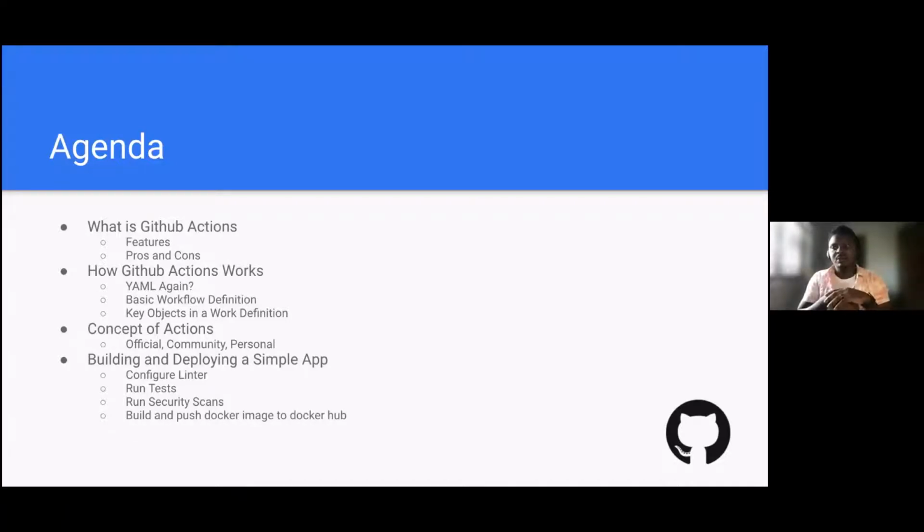And then from there, we'll go to a basic workflow definition, and we'll talk about some of the key objects that we use in GitHub Actions. Then there is this concept of what actions are, and I would just quickly give us an overview of what it looks like to have an official GitHub action or a community action or even a personal action. You could write up your own personal action, and then later we would be building and deploying a simple app and maybe configure linters, run some tests and security scans. We will also push images to GitHub. I mean, what's continuous integration these days without Docker? So we would also explore that as we go.